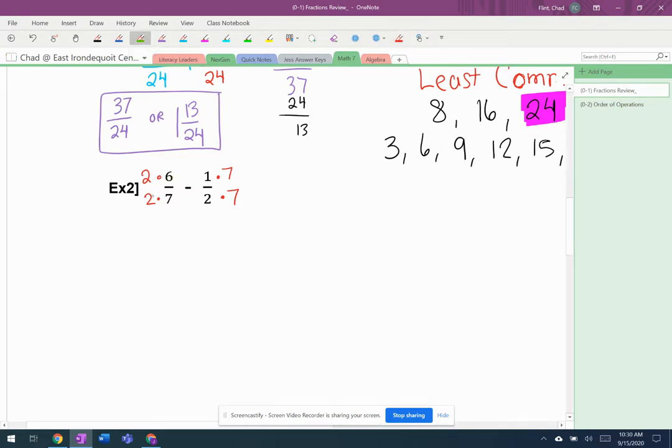So 6 times 2 gives me 12. 7 times 2 is 14. Carry down my minus sign. 1 times 7 is 7. 7 times 2 is 14. So 12 14ths minus 7 14ths, which is 12 minus 7, which is 5. I'm just double checking myself. So final answer for example 2, 5 14ths.